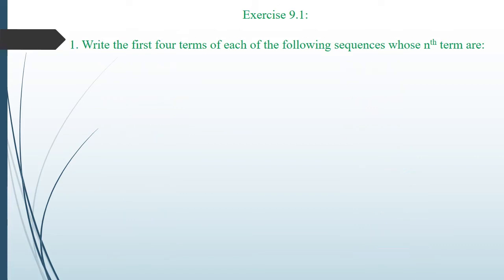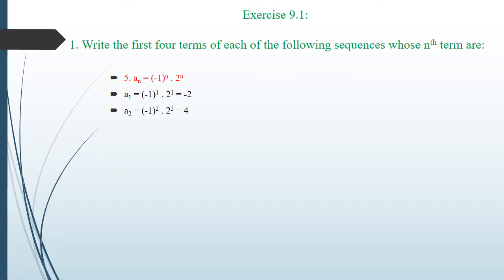Next question is an is equal to minus 1 to the power n into 2 to the power n. So let us find the first term, that is a1 is equal to minus 1 to the power 1 into 2 to the power 1. Minus 1 to the power 1 will give me minus 1. Dot indicates multiplication. Into 2 to the power 1 is nothing but 2. 2 into minus 1 is minus 2. Therefore first term of this sequence is going to be minus 2.